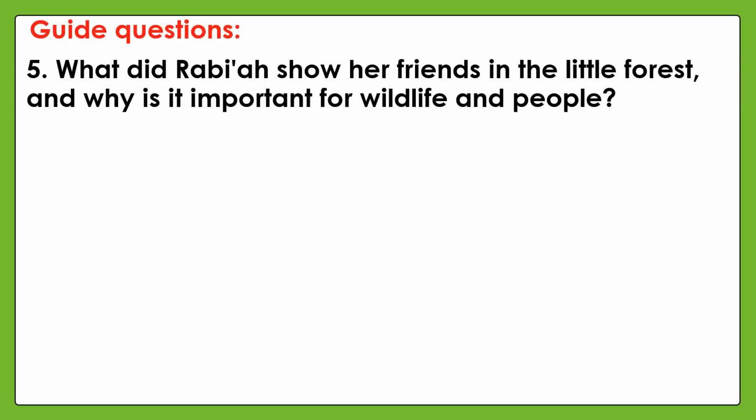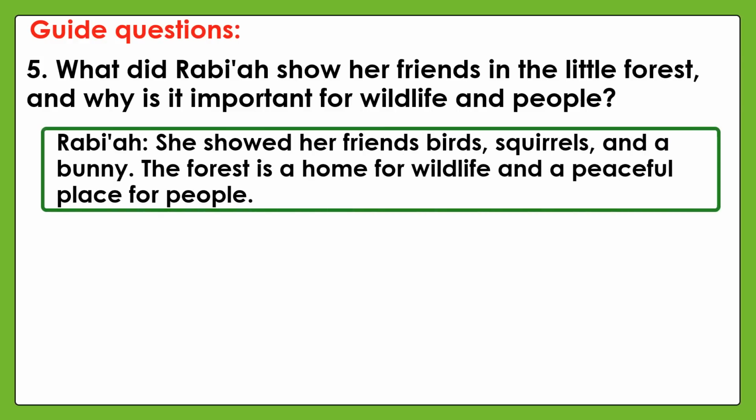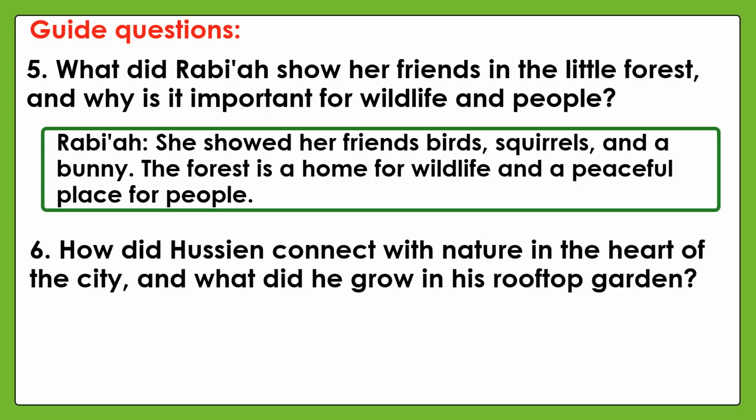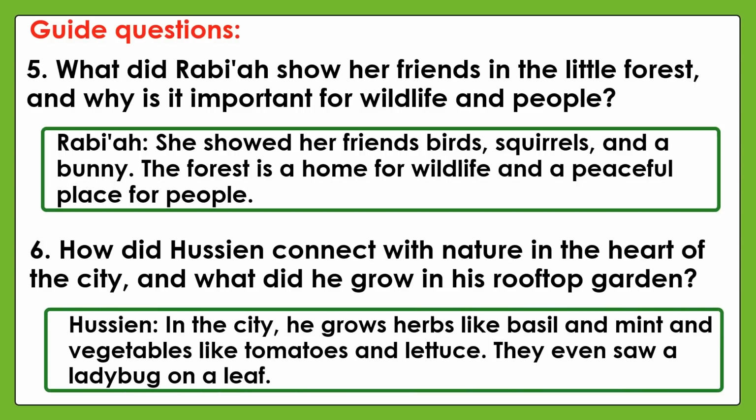5. What did Rabia show her friends in the little forest and why is it important for wildlife and people? She showed her friends birds, squirrels, and a bunny. The forest is a home for wildlife and a peaceful place for people. 6. How did Hussein connect with nature in the heart of the city, and what did he grow in his rooftop garden? In the city, he grows herbs like basil and mint and vegetables like tomatoes and lettuce. They even saw a ladybug on a leaf.